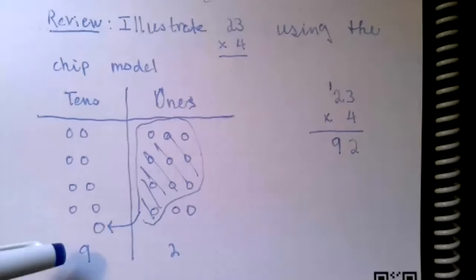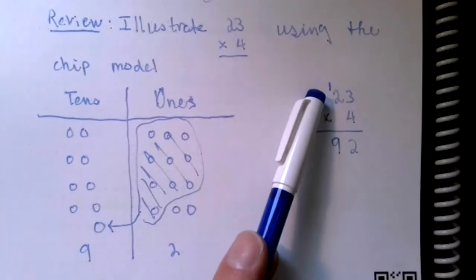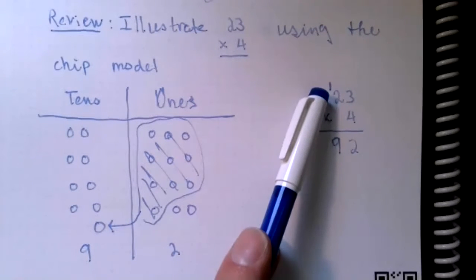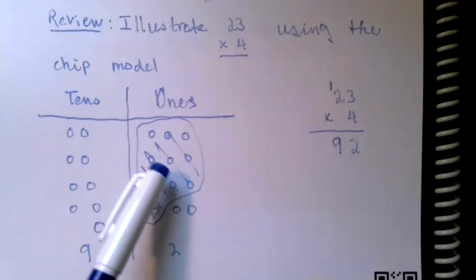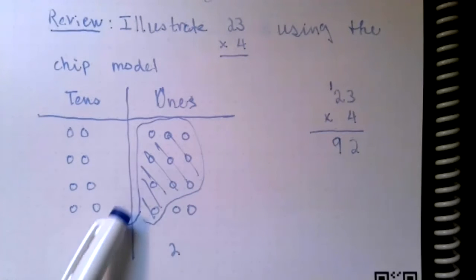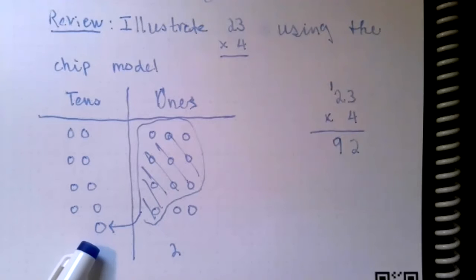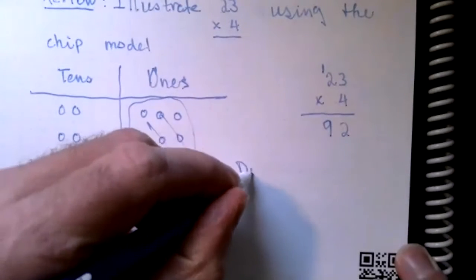The point of the chip model is to make clear where this 1 is coming from. Okay, this 1 is coming from a regrouping. We're taking 10 of these and making 1 additional chip in the tens tray. Okay, so keep that in mind. And also note there's kind of a distributive property happening in the background.